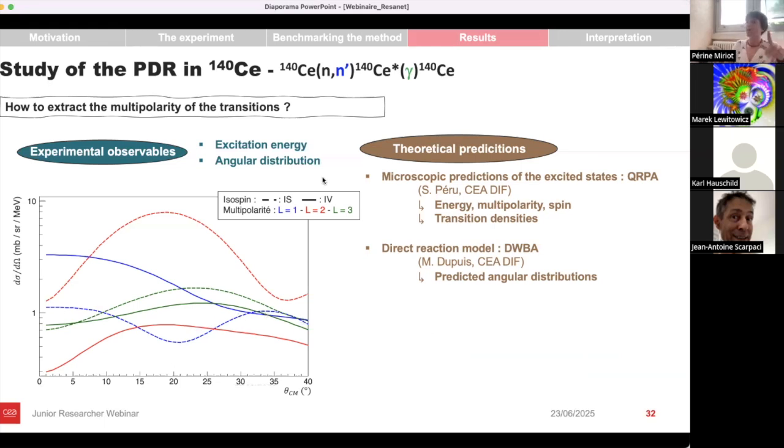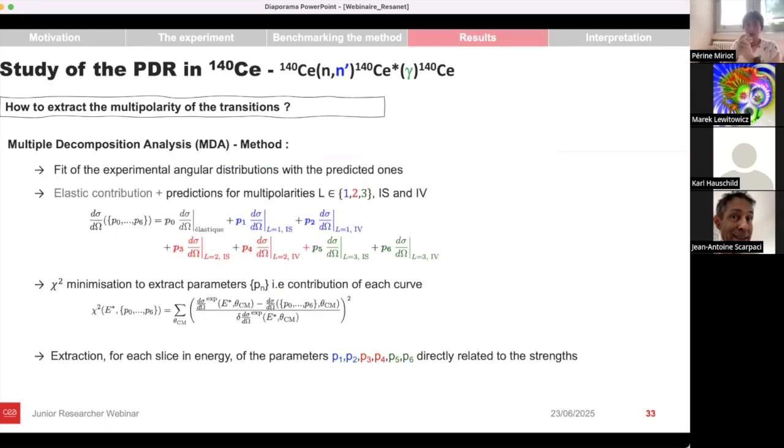So now that I have my theoretical predictions for the angular distributions of the different multipolarities and my experimental angular distribution of the elastic scattering channel, a multipole decomposition analysis can be made on the experimental points. That is to say, the experimental angular distribution is fitted with different contributions from all those curves. And via a chi-square minimization, each of the coefficients in front of those contributions can be extracted. And the coefficients related to the different multipolarities are directly related to the strength of the excitation.